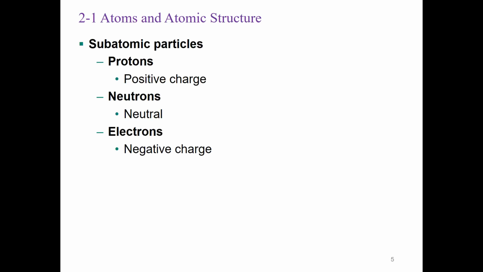So atoms are made of subatomic particles: protons, which have a positive charge, neutrons, which are neutral, and electrons, which are negative. When we look at a drawing in a book of an atom, you'll find that protons and neutrons are at the center of the atom, also known as the nucleus or hub, and the electrons will be found orbiting around the outside of that central nucleus.